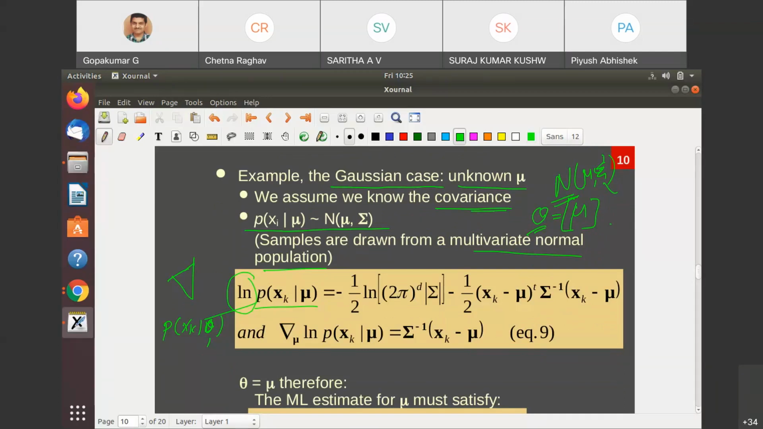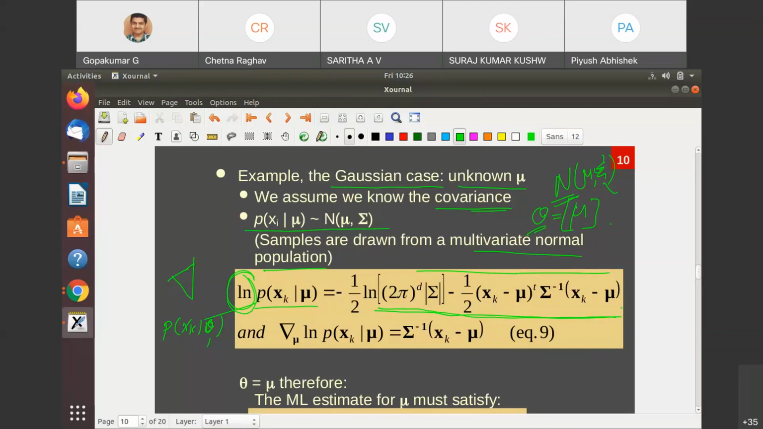Sigma inverse into e raised to minus. So that equation, we apply logarithm on that particular equation, so we will get an expression of this kind. We apply some log a by b rules: log ab is equal to log a plus log b. If you apply all such basic laws of logarithm on the normal distribution equation that we had already discussed, we can obtain an equation of this kind.